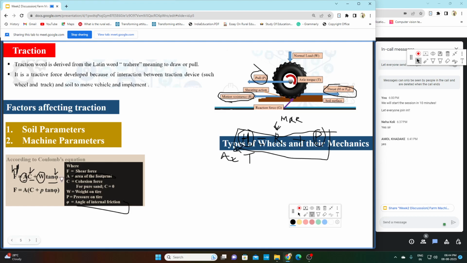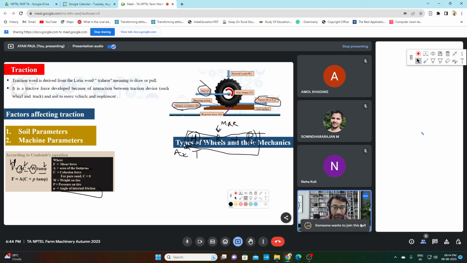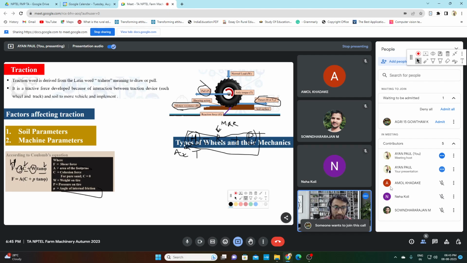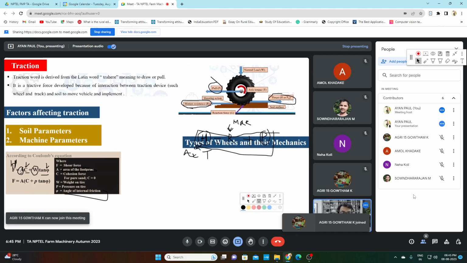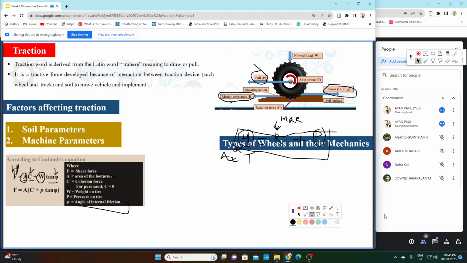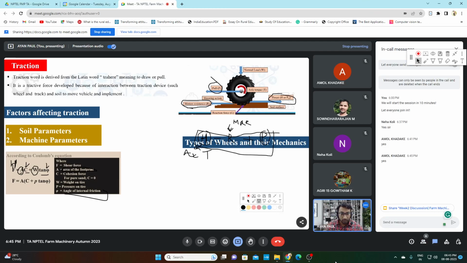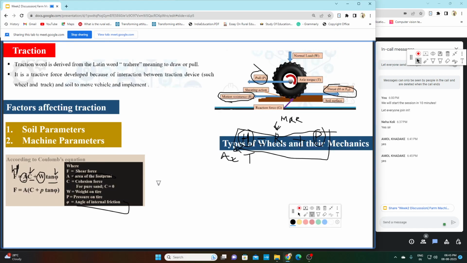So is Coulomb's equation clear to all of you? Okay, so I am assuming this Coulomb's equation is clear to all of you.